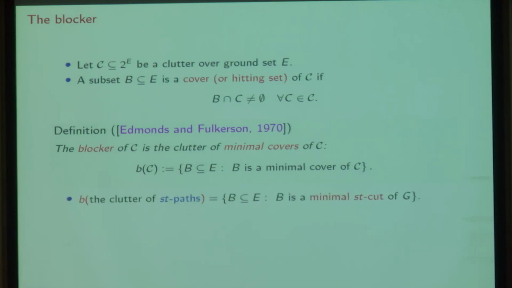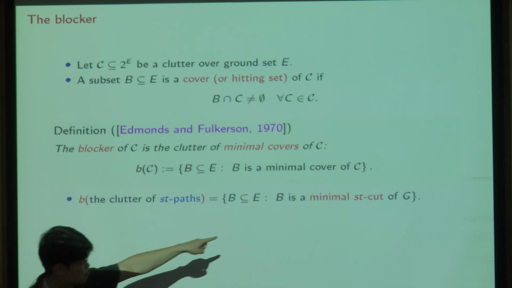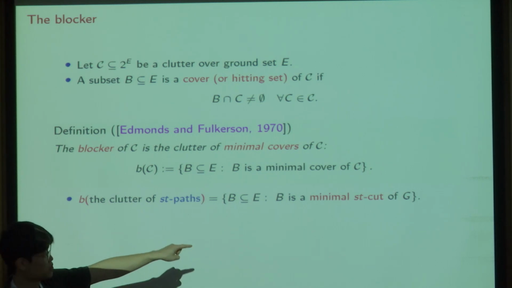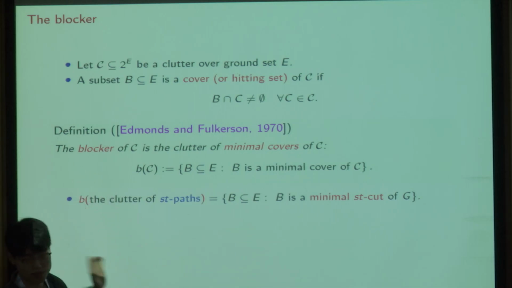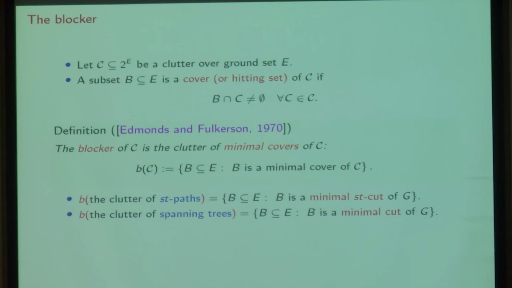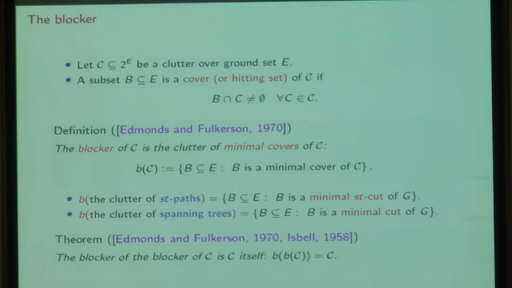If you see this example, the definition may look clear. If you take the blocker of S-T paths, it becomes minimal S-T cuts. Now we need to take minimal S-T cuts to form a blocker. And also if you take spanning trees, its blocker is the set of minimal cuts. If you destroy all spanning trees, then the graph becomes disconnected. And this nice theorem says that if you take the blocker of the blocker, then you get back to the original one.